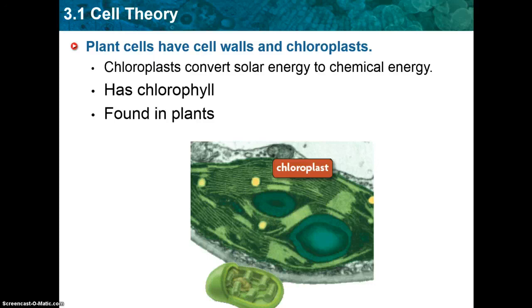Chloroplasts are actually my favorite because they're those things that give leaves nice color. They convert solar energy into chemical energy, and they contain chlorophyll, which is that green color, and they are found in plants. Later on, if you decide to go into more of botany, you'll get to learn about the different types of pigments that cause the leaves to turn colors.